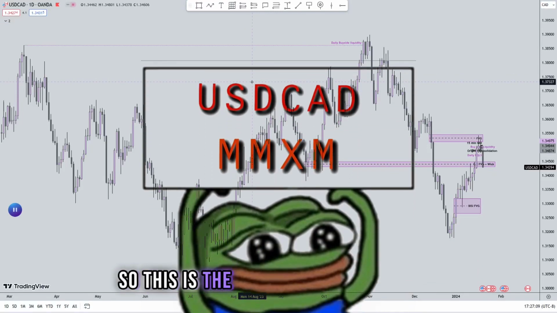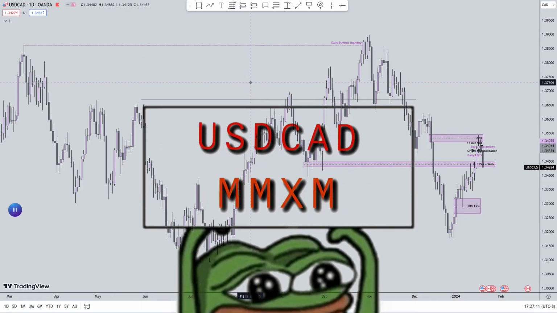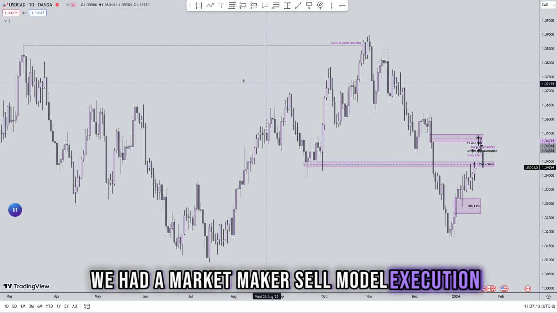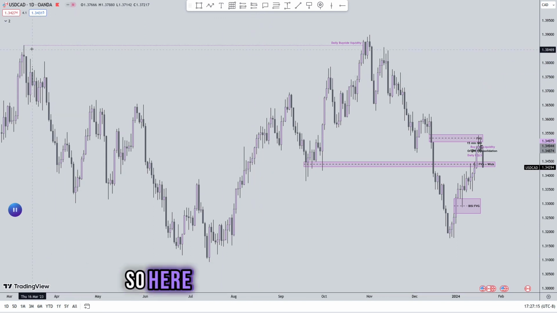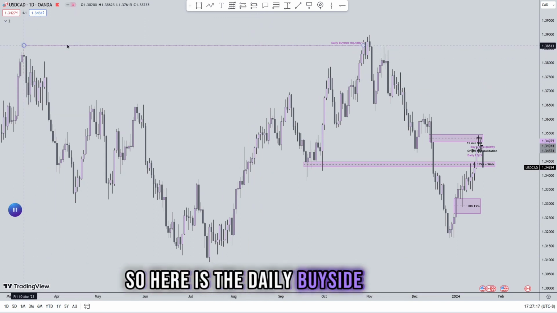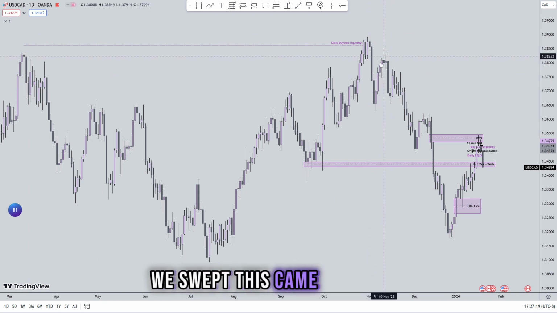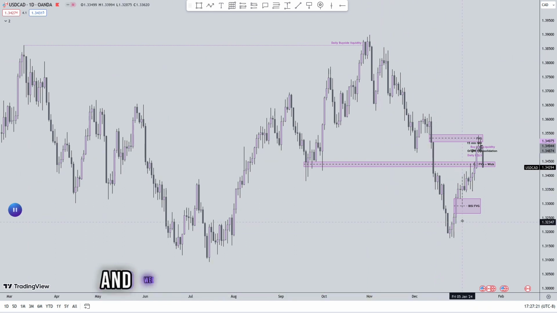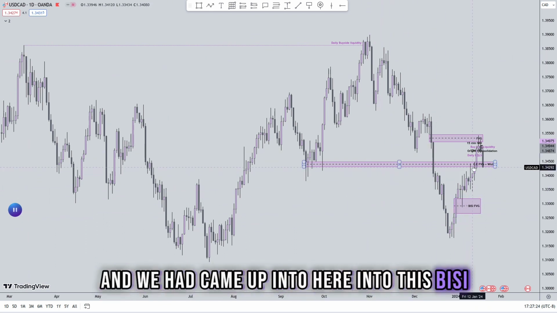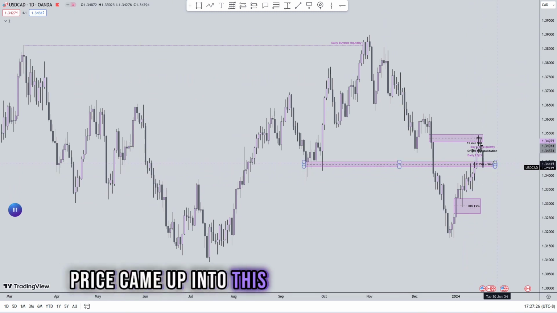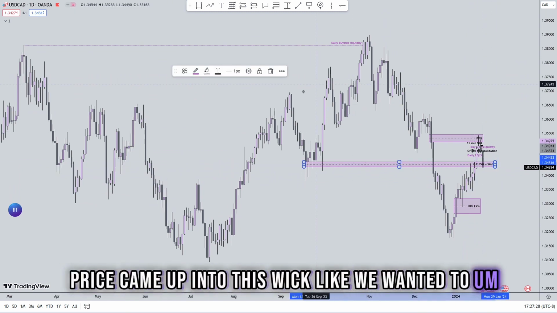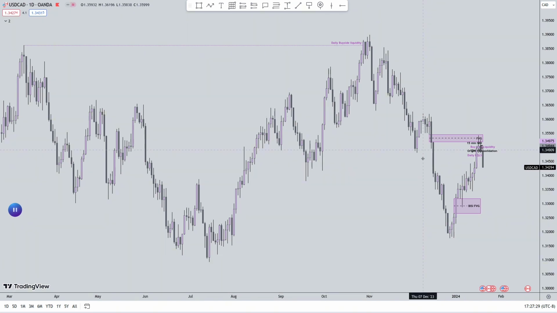So this is the USD CAD daily time frame. We had a market maker sell model execution. So here is the daily buy side liquidity. We swept this, came down, right? And we had came up into here into this BSC. Price came up into this wick like we wanted to. We can get rid of that.